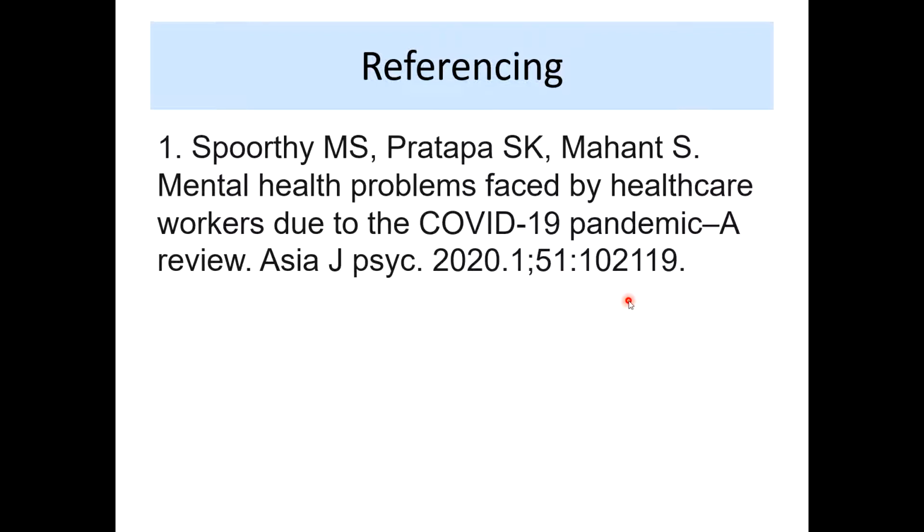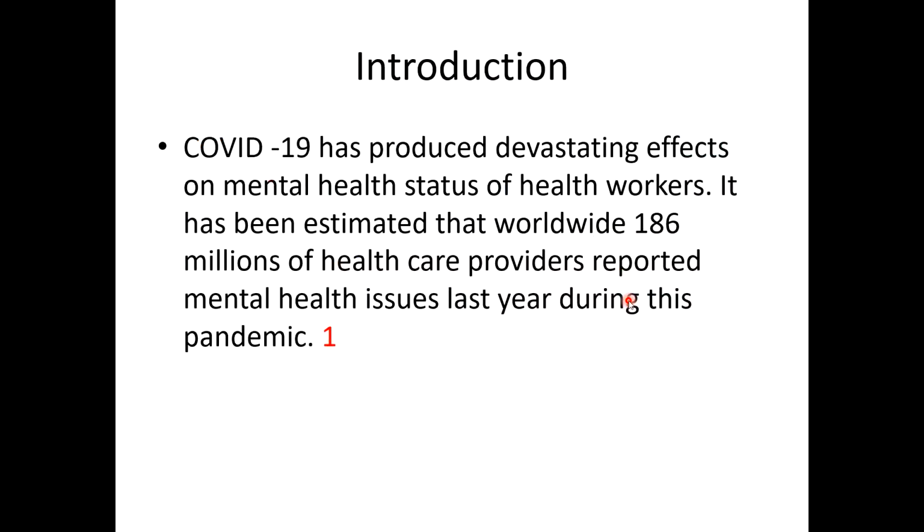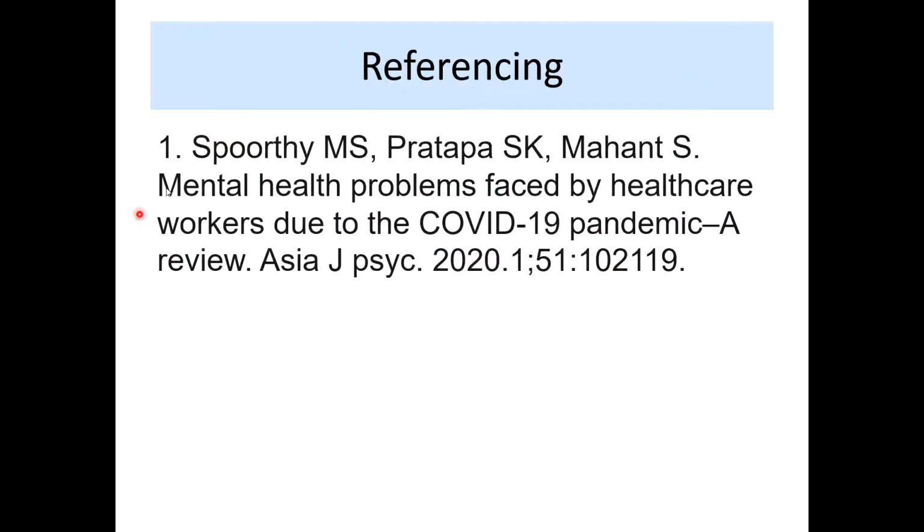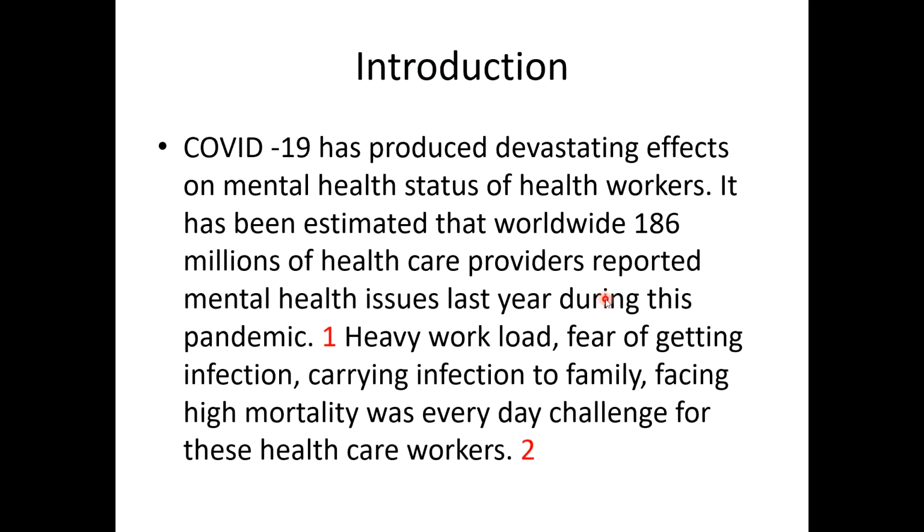This is known as the referencing style, which is known as Vancouver style of referencing. So how will we go? We have taken one sentence of introduction from this article, and in bibliography, in referencing, I have written that my first line comes from this reference. Fine? Okay.